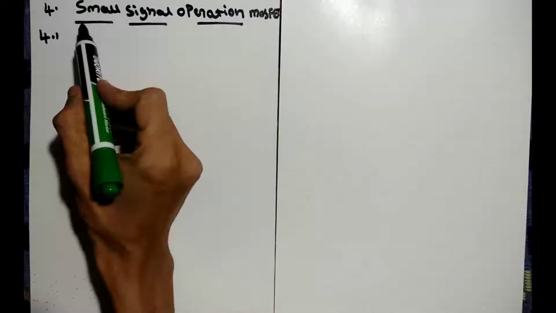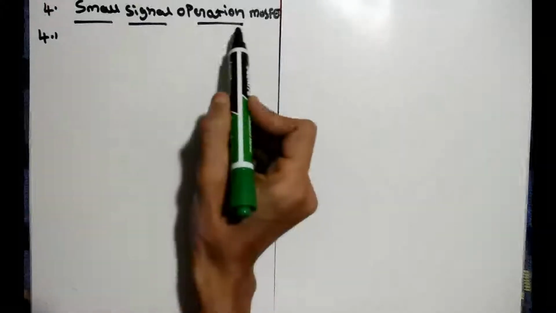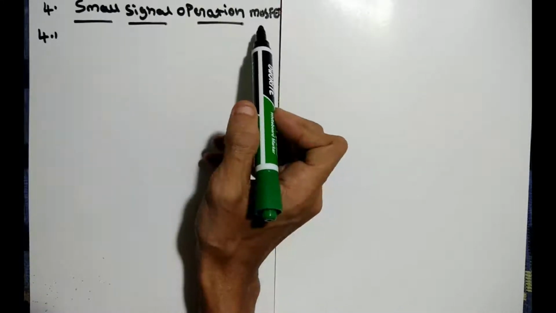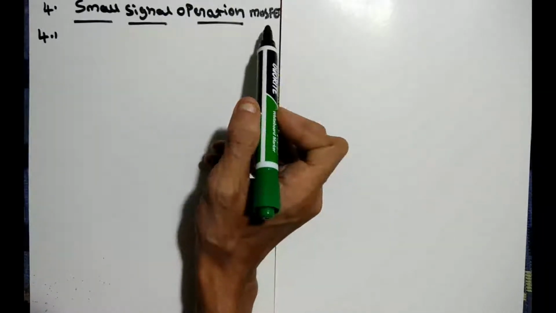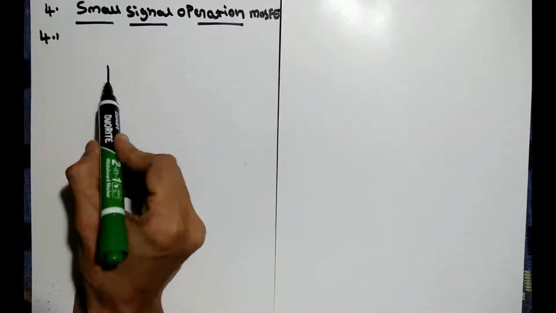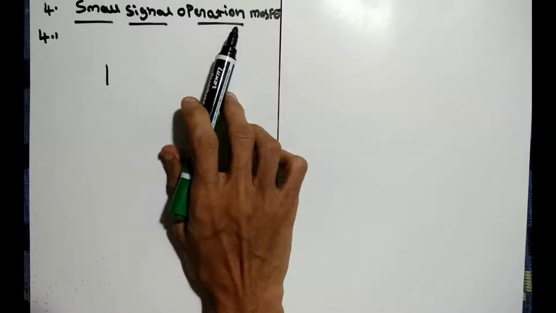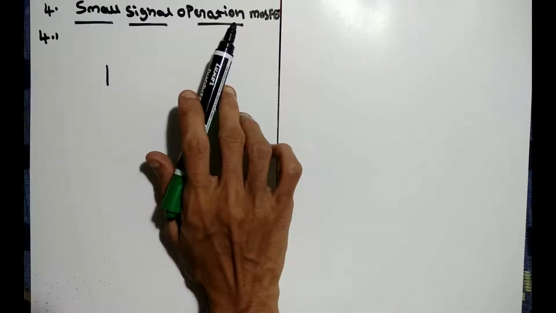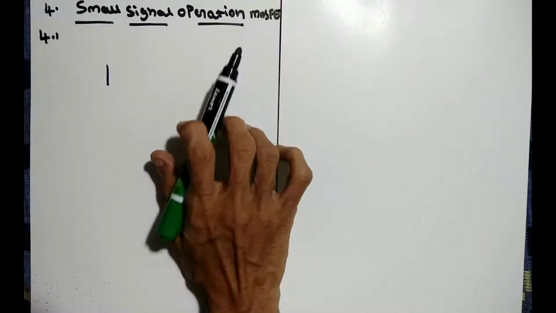Hi everyone, we can discuss small signal operation of the MOSFET. How we discuss a transistor's small signal operation, the same thing applies in the MOSFET also. If you consider a simple MOSFET circuit, small signal operation involves three types of voltages and currents: one is AC, another is DC, and the third is total, AC and DC together.